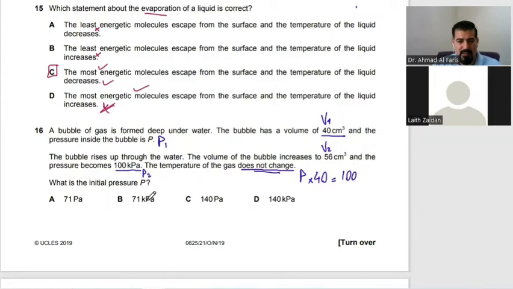The units are kilopascal and pascal, so here another 3 zeros. Multiplied by V2, which is 56, divide by 40. The answer P equals 140,000 Pascal. So that means the answer is 140 kilopascal. Okay? Right?